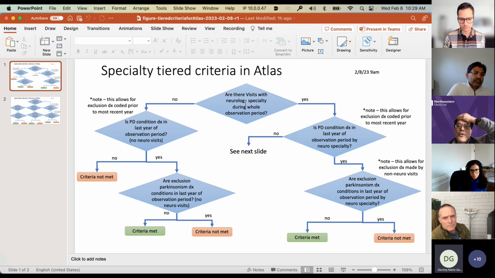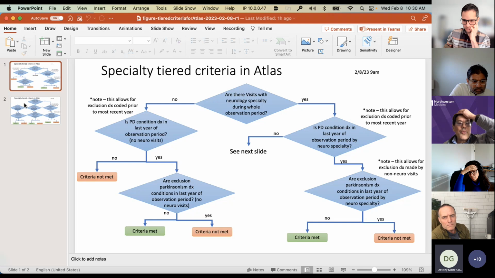The complication occurs over, and it may apply here, is that you basically do this, and I mentioned the 3-year look back. So basically, if you did see a neurologist sometime during the entire observation period, which would include movement disorder people, then you say, did the Parkinson condition come up in the last year? If the answer is yes, then you go through the same logic and you say, are there any exclusions? No, in the last year, then it counts, and yes, then it doesn't count. And I make some notes saying we're allowing for these other diagnoses to be made in earlier years.